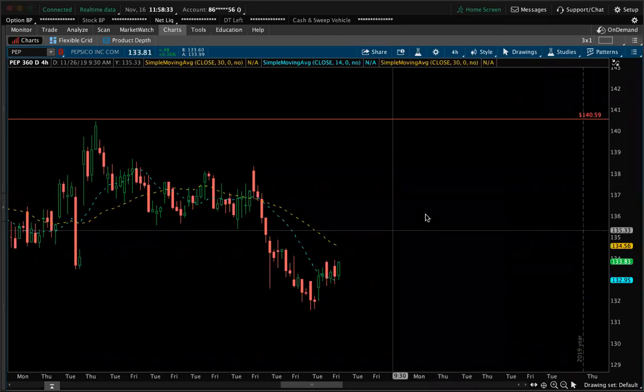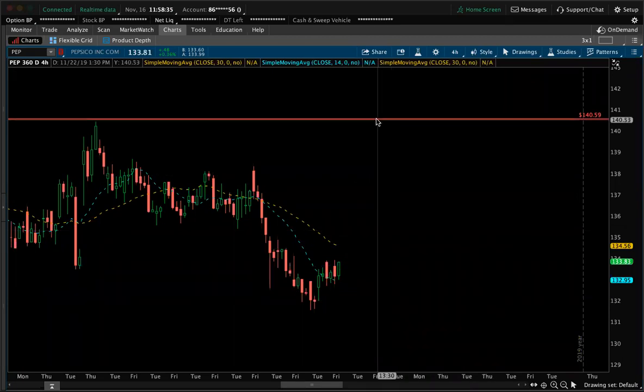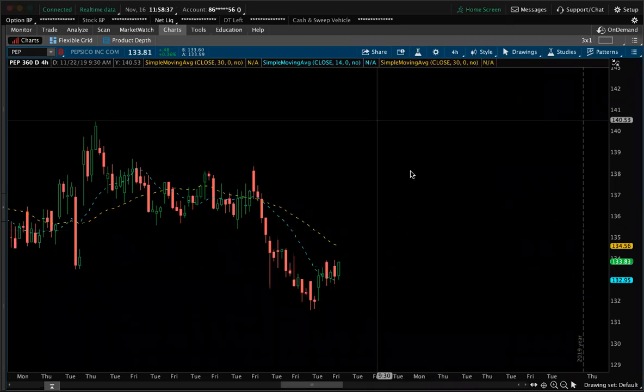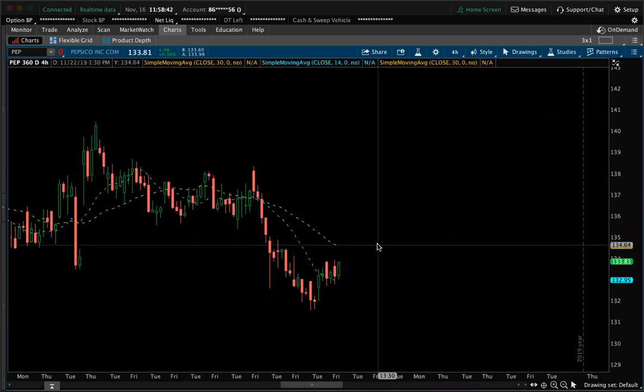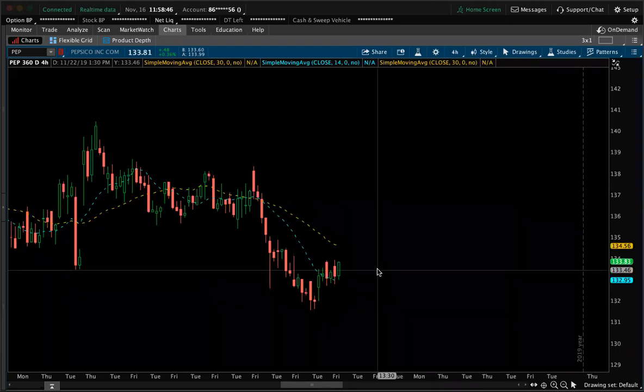Me, this is usually me: clean chart, 14 and 30 SMA. Price is already within here. We're going to back into that 134.46. So here's a profit-taking strategy, so you don't feel any type of way.